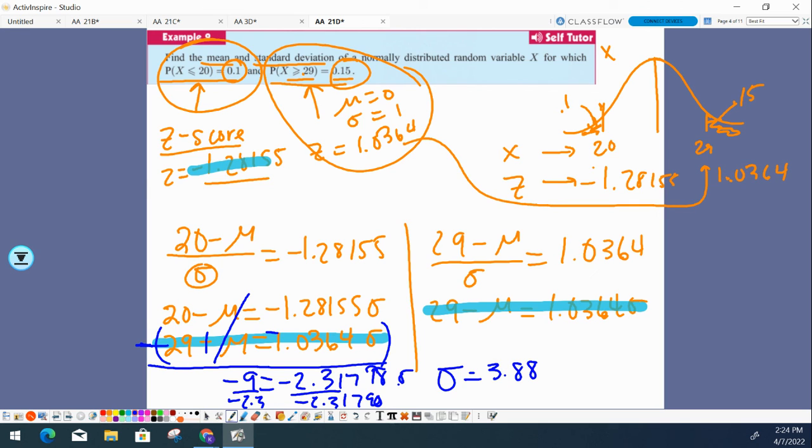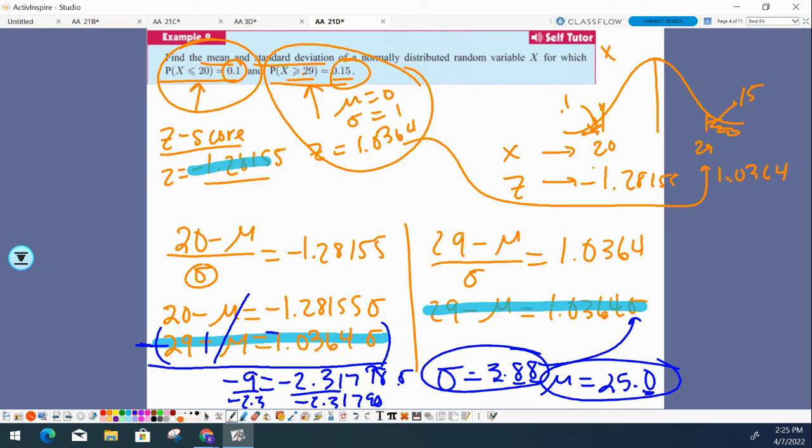Then once I know sigma, I can just plug my sigma value in for sigma here and solve for mu, and I get 25.0. So these are the 2 solutions. Make sure both are 3 sig figs. That's why I needed the 0.0 here, because it doesn't specify our decimal point.